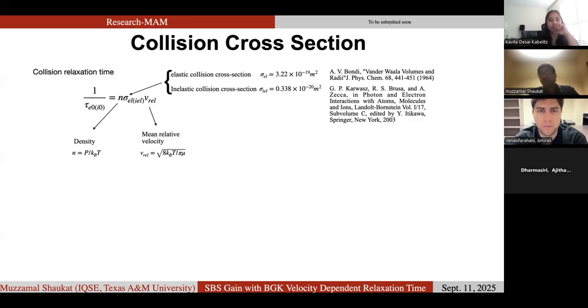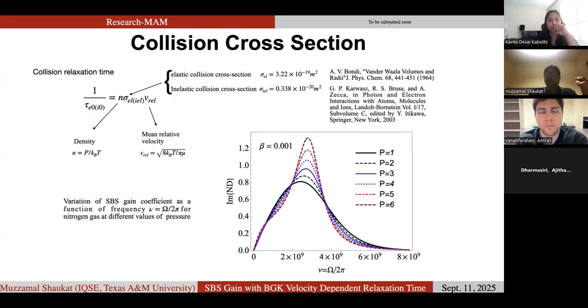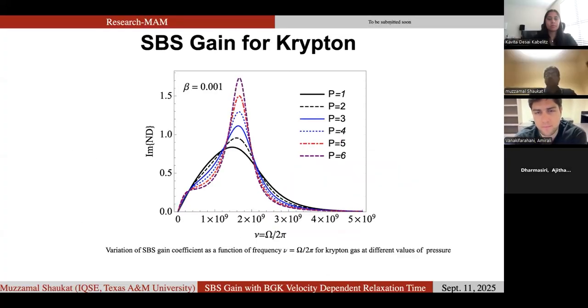What about nitrogen, especially? At the moment, for the elastic and inelastic cases, they determined that range of the collision cross-section. Then all the factors have a dependence on the density, and now it comes to the pressure P. For the variation of P, we see that as we increase the pressure, we have more gain in the system, and with increasing pressure our gain is shifted to higher frequency. That is the theoretical perspective. Again, this is for nitrogen gas, diatomic. There is less scattering for the diatomic, but more scattering for the monatomic gas.